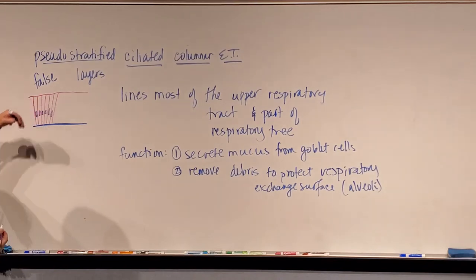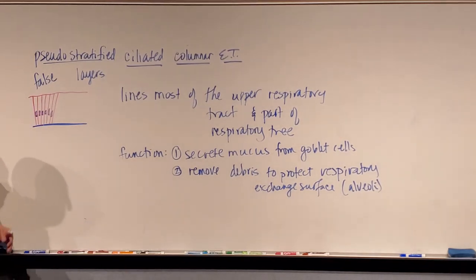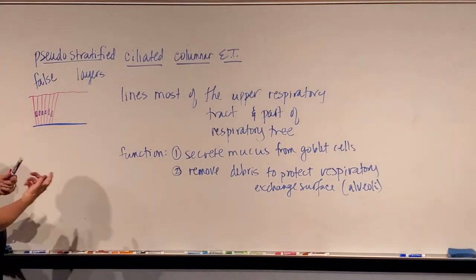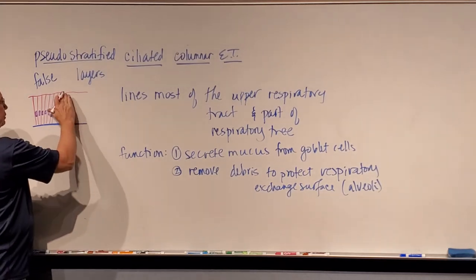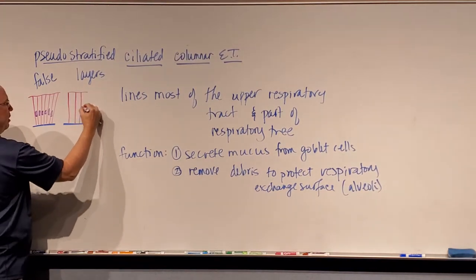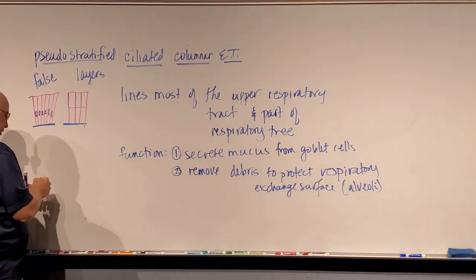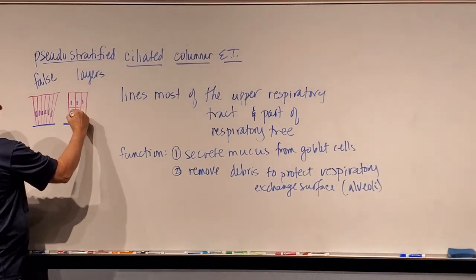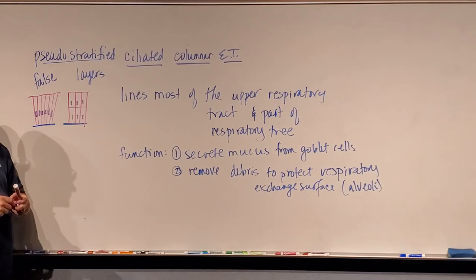We know that would be simple columnar epithelium. Outside world, basement membrane, single layer of columnar cells. Or, in some places of the body, I'm not going to connect these because they don't end up in the same spot. In a rare occasion, we might see this. That would be stratified columnar epithelium.